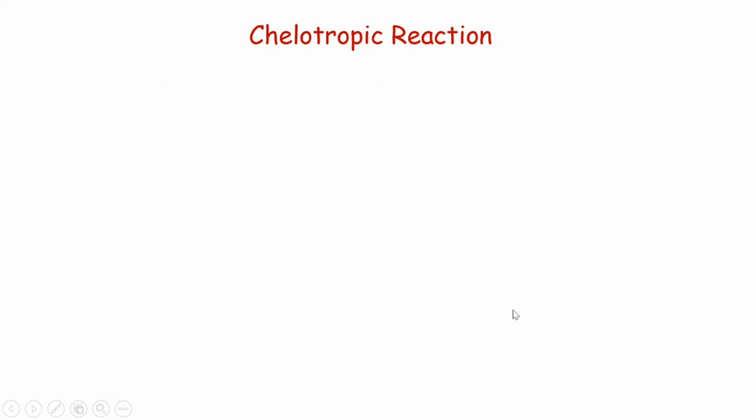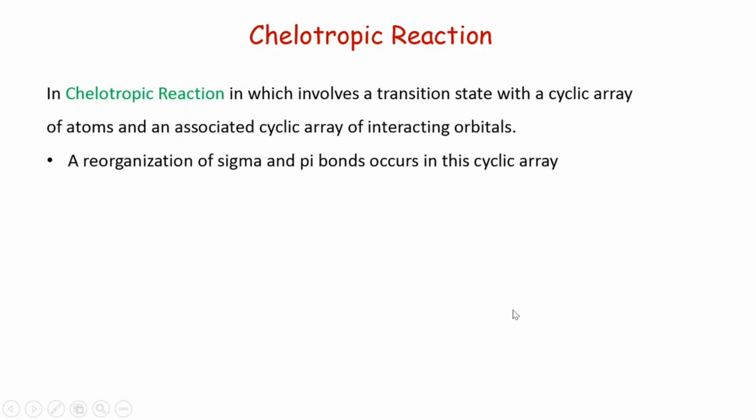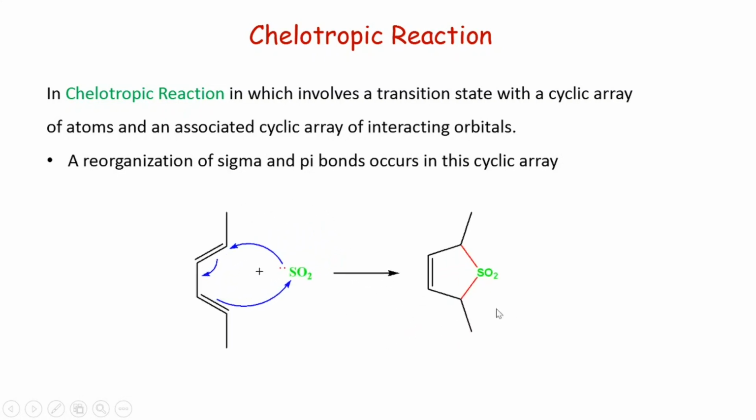The next type of pericyclic reaction is cheletropic reaction. Cheletropic reaction involves a transition state with a cyclic array of atoms and an associated cyclic array of interacting orbitals. A reorganization of sigma and pi bonds occurs in this cyclic array. This is an example of cheletropic reaction in which insertion of a group of atoms takes place and we get a cyclic product.